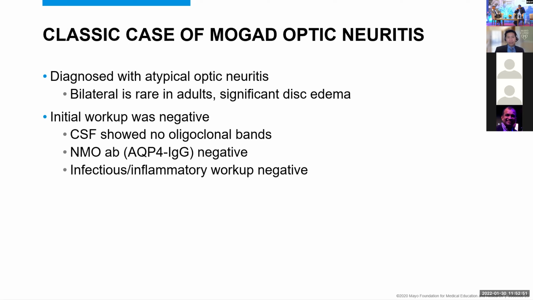So again, this patient presented 5-6 years ago before we had MOG antibodies. So at the time he was diagnosed with an atypical optic neuritis. It was clearly atypical. It wasn't like MS because it was bilateral, which is very rare in adults. There's that prominent, significant disc edema, which we don't typically see with multiple sclerosis and other more typical forms of optic neuritis. The initial workup was negative. The CSF showed no oligoclonal bands. The aquaporin 4 antibodies were negative. The infectious and inflammatory workup was negative.